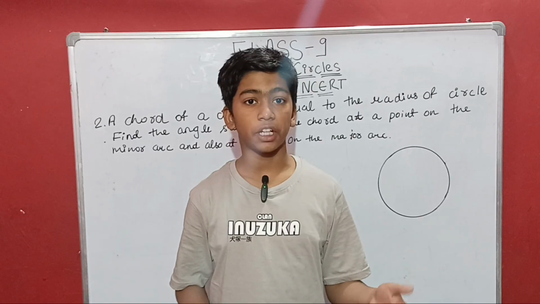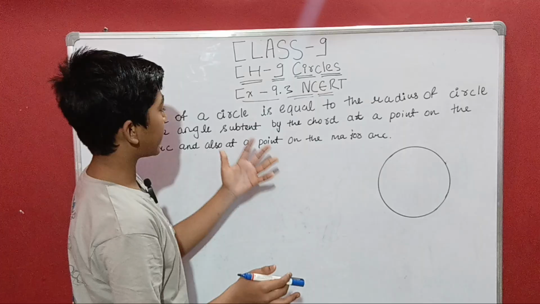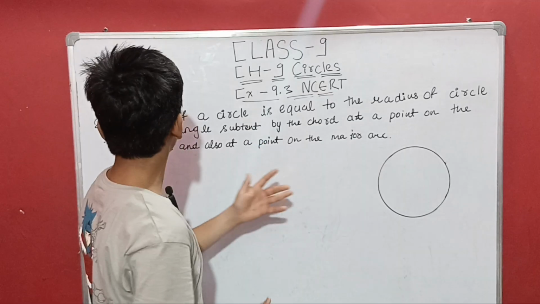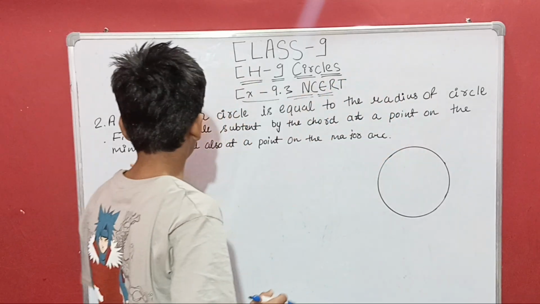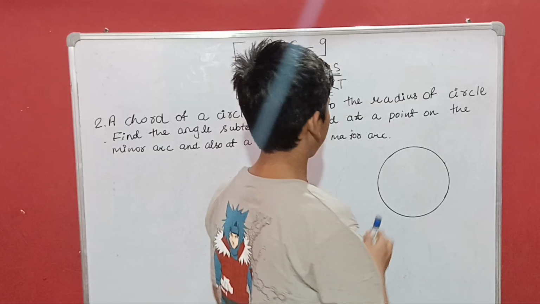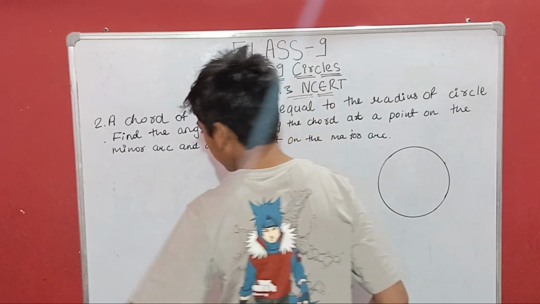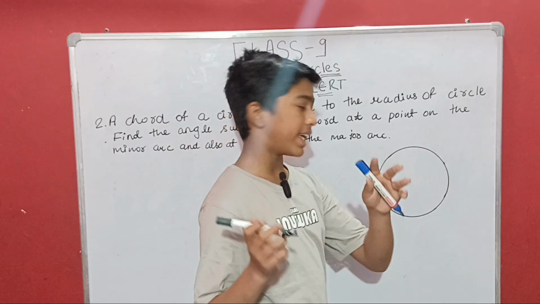The second question of exercise 9.3 says that a chord of a circle is equal to the radius of the circle. Find the angle subtended by the chord at a point on the major arc and also at a point on the minor arc. So we are given a circle in which the chord is equal to the radius of the circle.